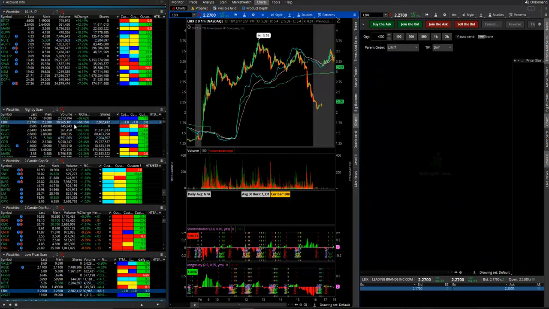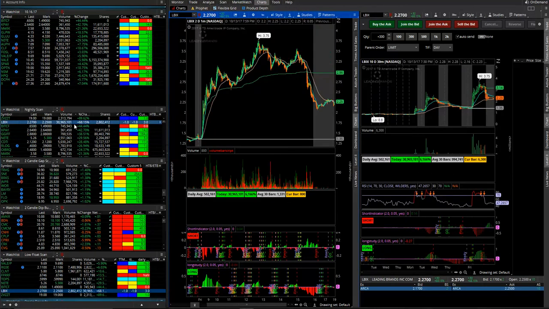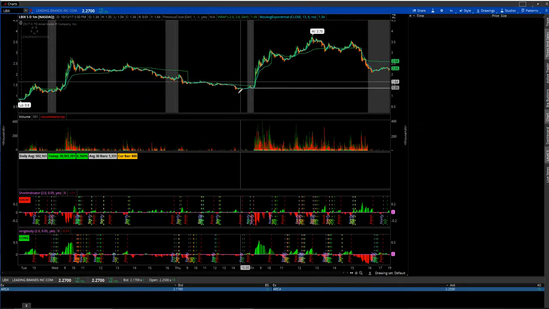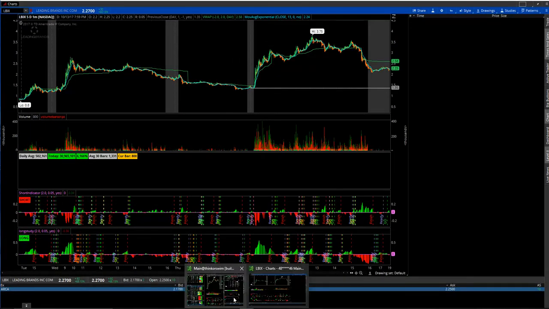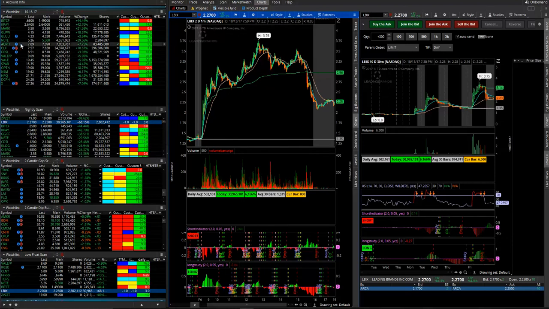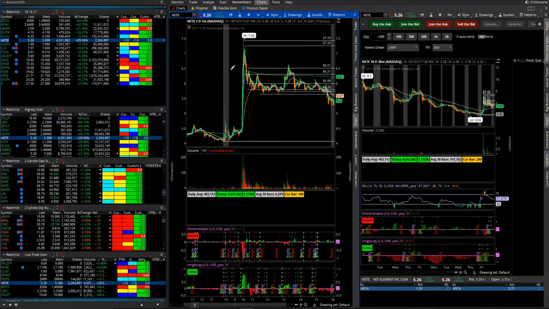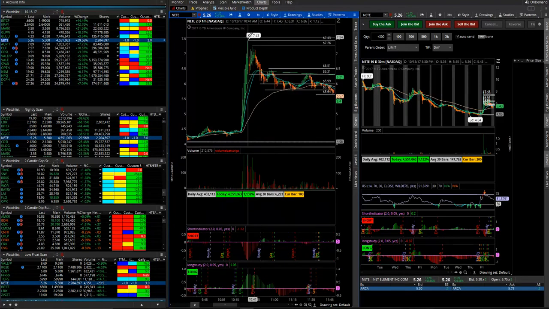Look, let's look at LBIX. I didn't even look at LBIX at all, but let's look at a stock like LBIX. All right. Now I prefer to do it on a stock like Netty. Let me pull up Netty again. When you get that big gap up, you're gonna get that big gap down and then that big gap up again.